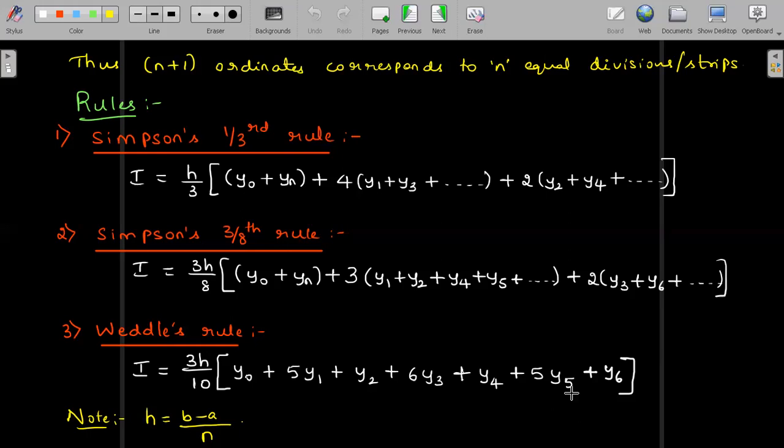We also note the point that in order to apply Simpson's 1/3 rule, n must be a multiple of 2. In order to apply Simpson's 3/8 rule, n must be a multiple of 3. And to apply Weddle's rule, n must be a multiple of 6. So in general, we can say when n is equal to 6, all the 3 rules can be easily applied. With all this theory, we can now step into the problems part.